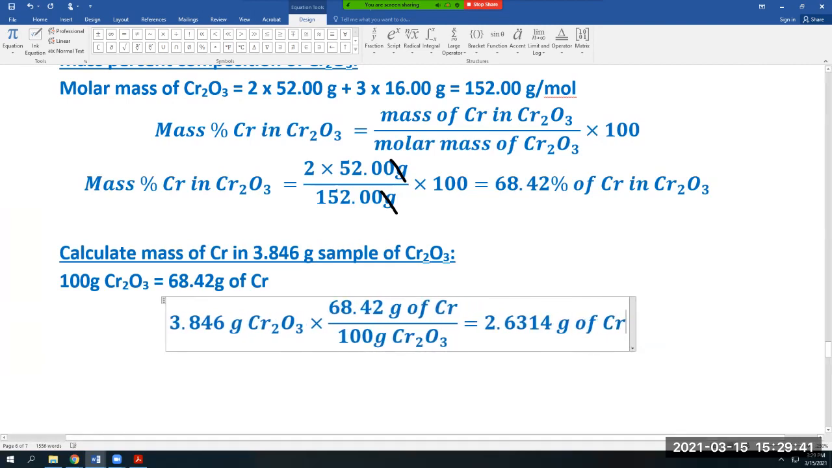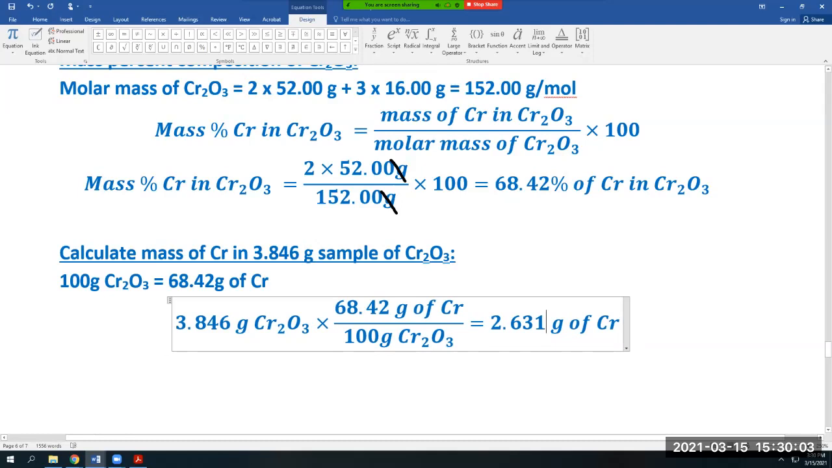So let's think about sig figs. We have 4 sig figs in the given amount, 4 sig figs in the percentage, you know, in the grams of chromium. And the 100 is exact here. It's coming from a percentage, so it's exact. So we need to keep 4 sig figs. So we keep the 2, the 6, the 3, and the 1. What comes after the 1 is a 4, so we drop the 4, and it's 2.631 grams of chromium in that sample of chromium 2O3.